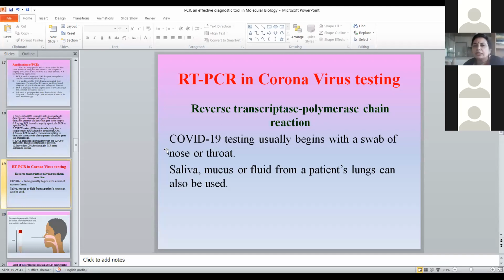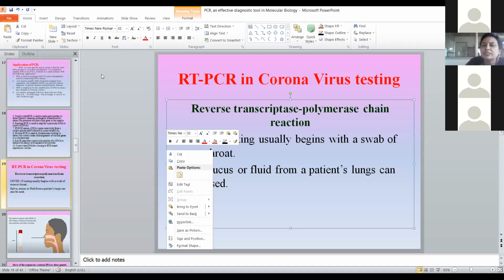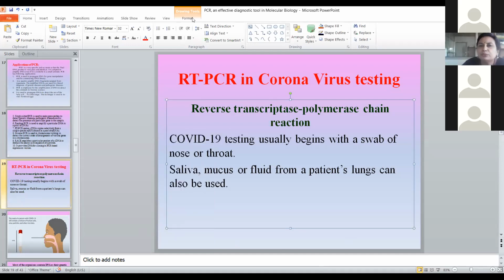This is not the case with RT-PCR that is used in corona. It's a slight difference, so we'll come to that. Before that, I will show you a video. So I'll stop sharing this. If you have any difficulty in what I told you till now, just let me know.